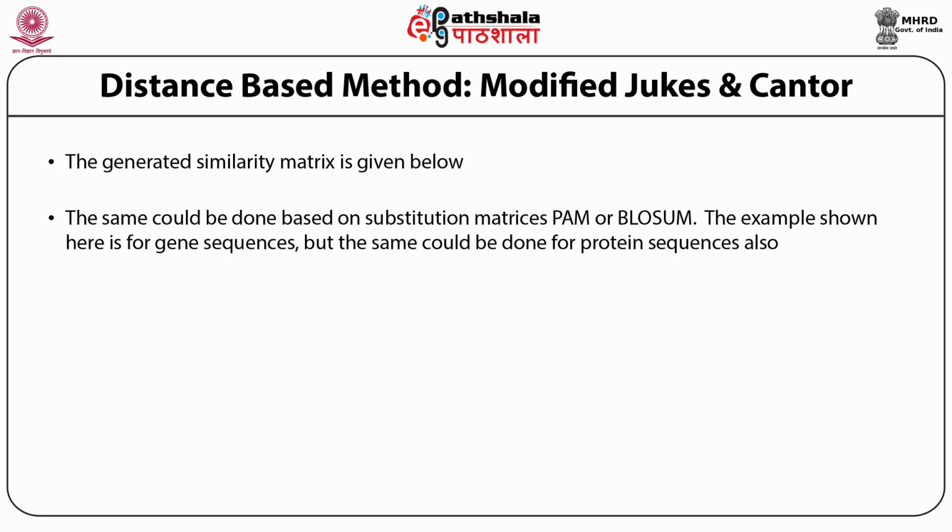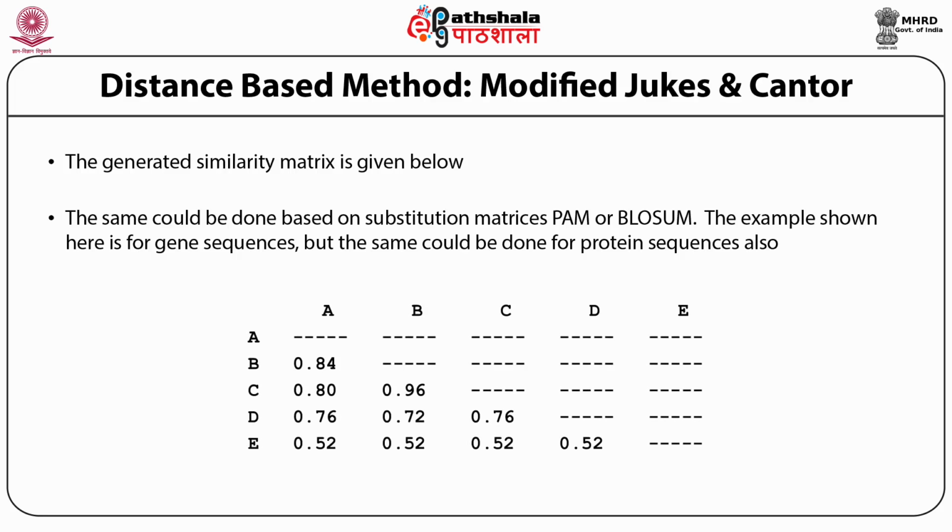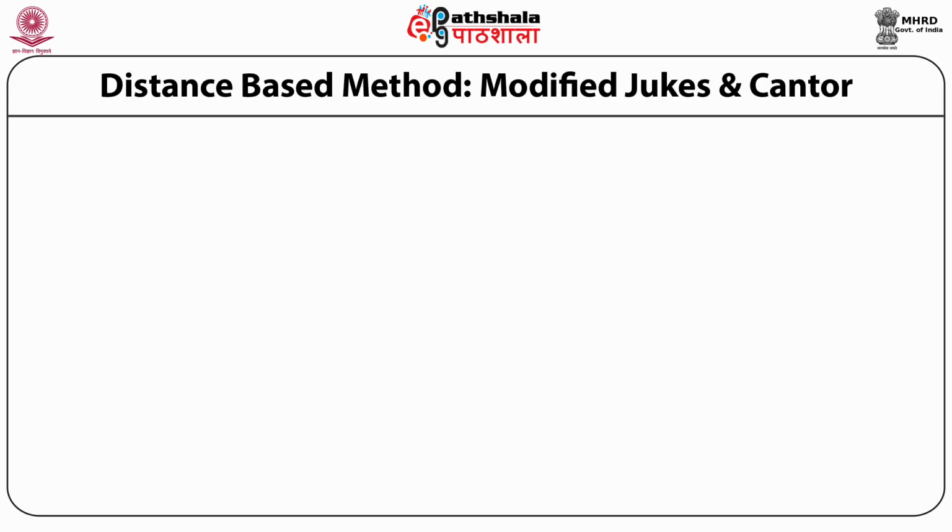So in the alignment we had 5 sequences, we named them A, B, C, D and E, and this corresponding matrix gives us the similarity between the sequences. For example, the similarity index between sequence A and E is 0.52. Similarly, sequence B and E is 0.52 as well. So this is in continuation with the previous explanation for a distance based method.